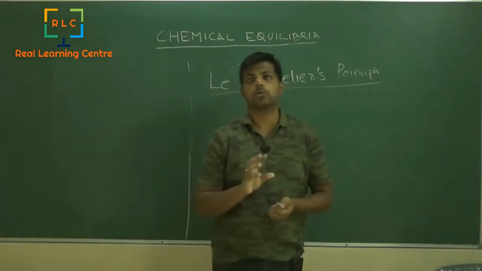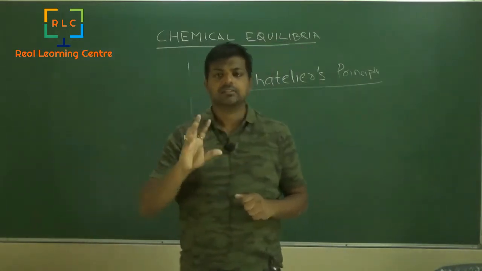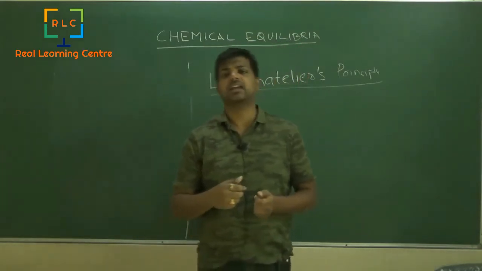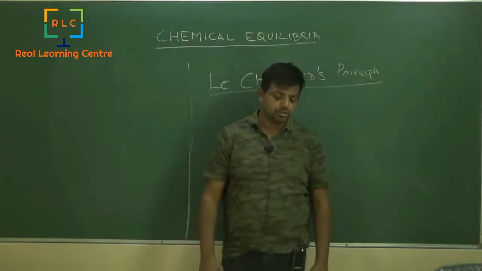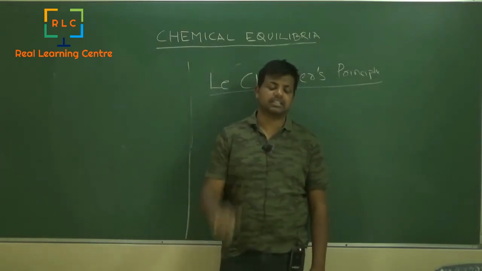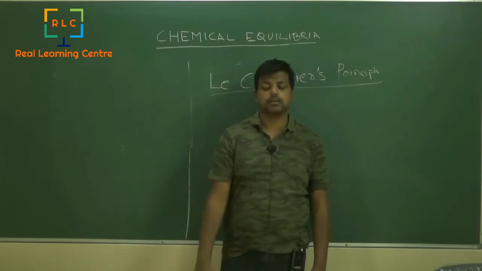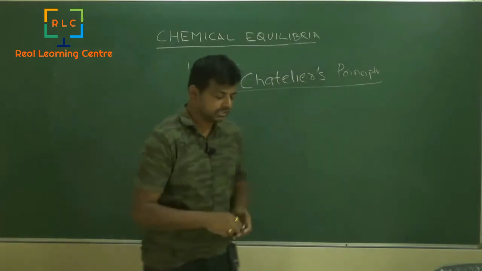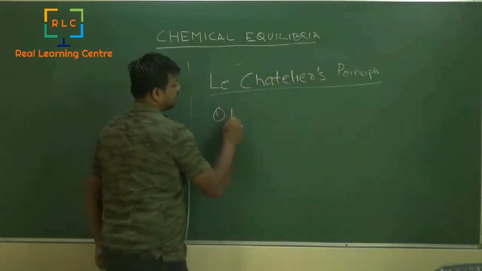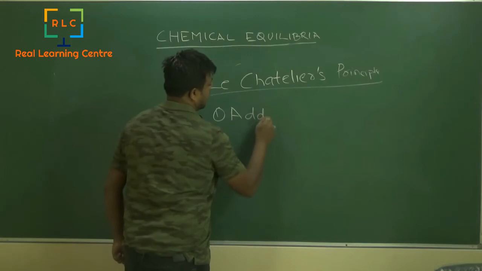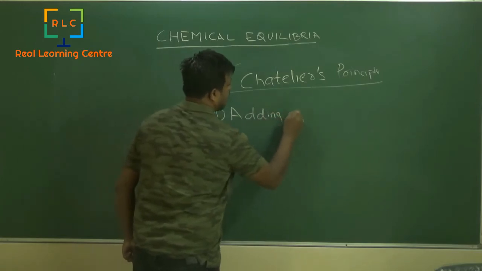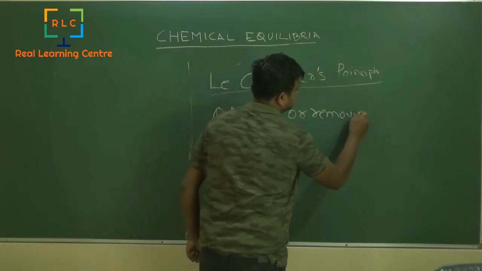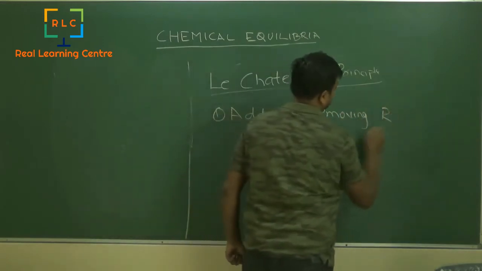Now we are going to see 4-5 factors that can affect the reaction, and we'll see how each will affect the reaction. Even if you think, you can think about those things. First is adding or removing reactants or products.